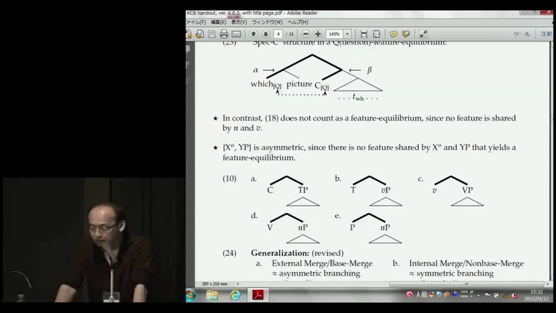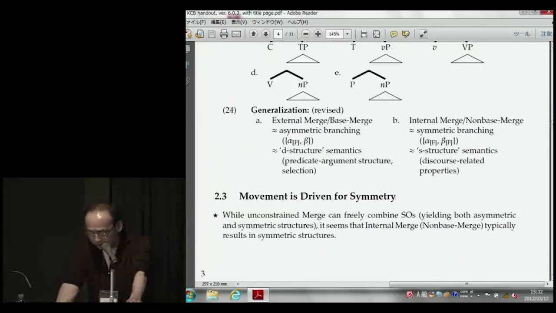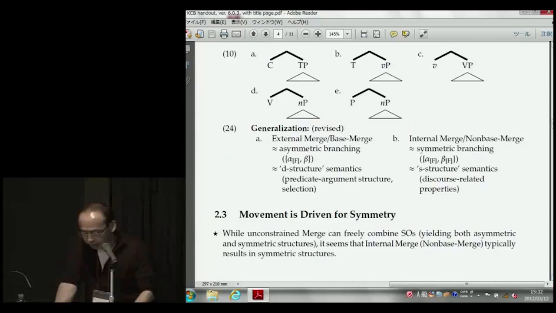Moreover, X0 YP structures, as in 10, reproduced here, are still correctly classified as asymmetric, since no feature of X0 can form a feature equilibrium with the head of YP in such configurations. This way, we propose a revised version of the generalization in 24, where the notion of symmetry and asymmetry is redefined now in terms of feature equilibrium. 24.